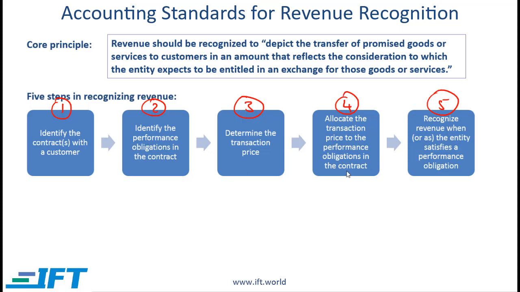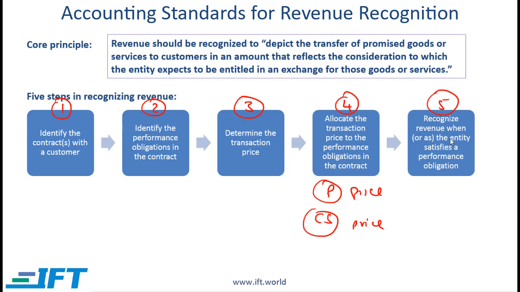Now, in my earlier example, there was only one performance obligation. Let's take another scenario. Say a software company sells a product and a consulting service, which are two separate performance obligations. Then here in step 4, we allocate a price to each of these performance obligations.